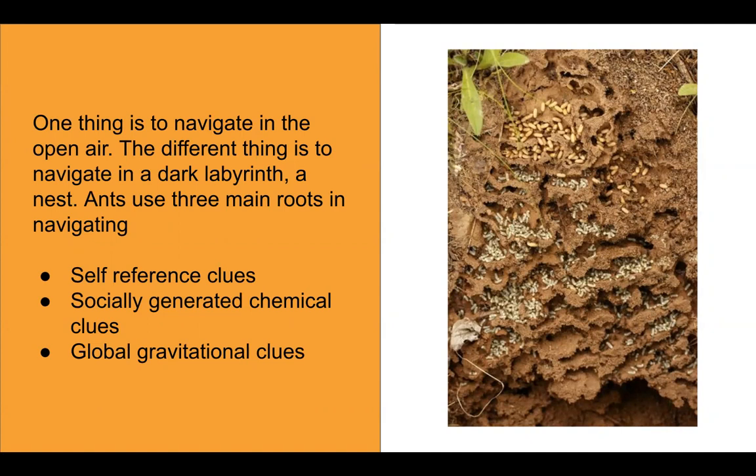Ants use 3 main routes in navigating within the nest. First are self-reference cues, where the ants memorize multiple target locations and orientate towards them with no requirement for any visual or olfactory cues. Second are socially generated chemical clues that are placed at decision points located away from the destination and mark the route towards it. Third are the navigations assisted by global gravitational clues.